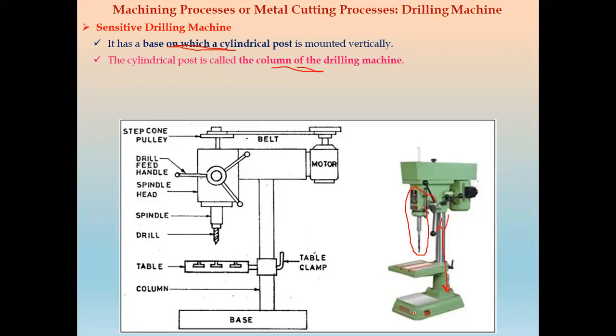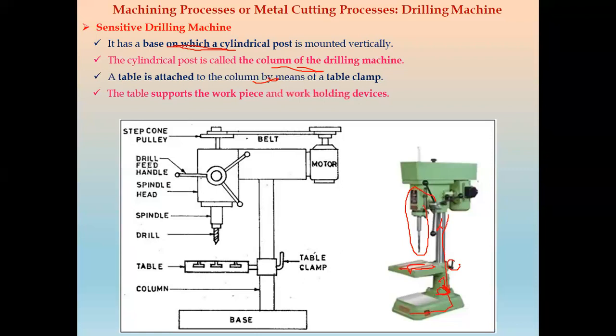On this base, the column is mounted. So here is the column, mounted here on the base. Now a table is attached to the column. So we have a work table which has these slots. These are the T slots where clamping of the workpiece can be done. The table is attached to this column by means of this table clamp.